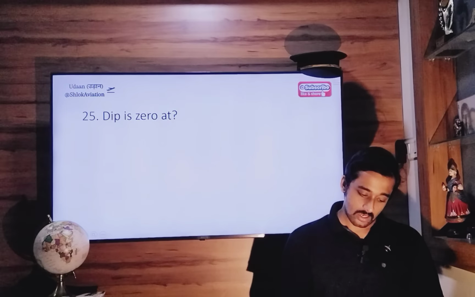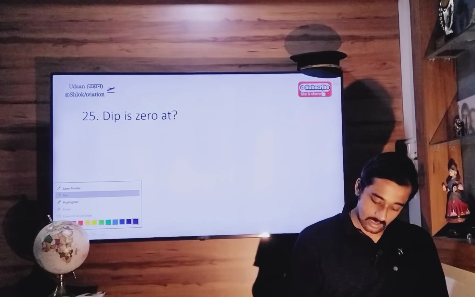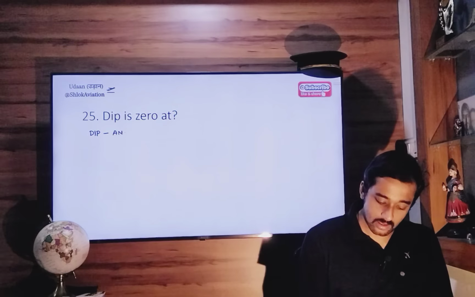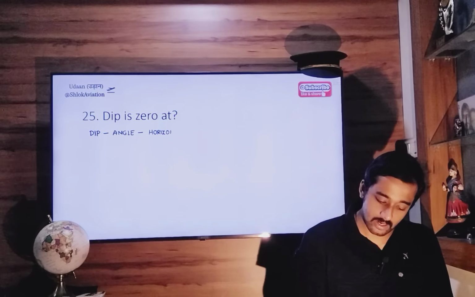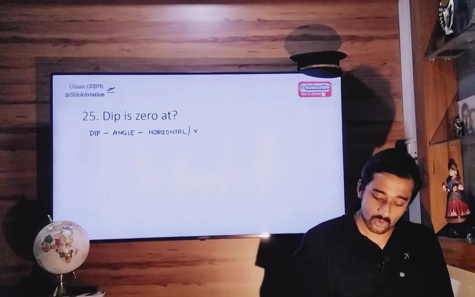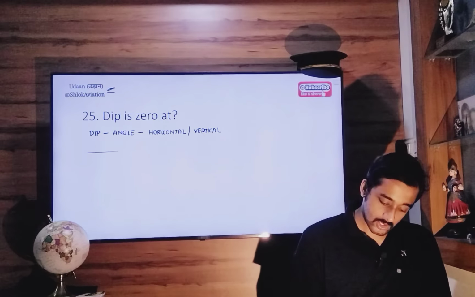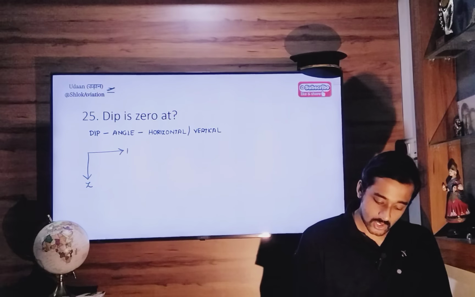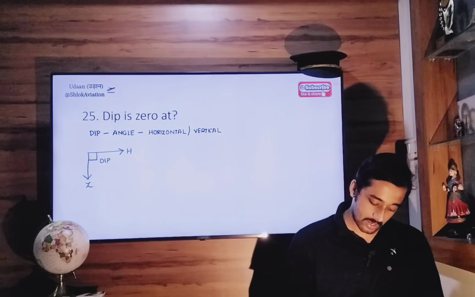Next. Dip is 0 at what latitude? Very important question. Now dip is the angle between the horizontal component of the Earth magnetic field and the vertical component of the Earth magnetic field. Okay, dip is the angle between horizontal and vertical component of the Earth magnetic field.